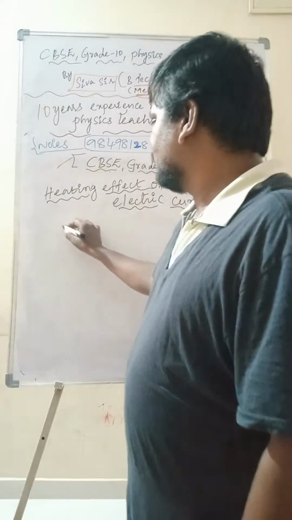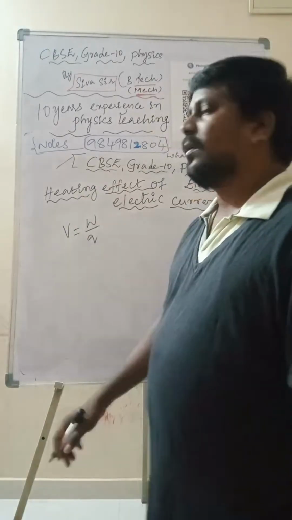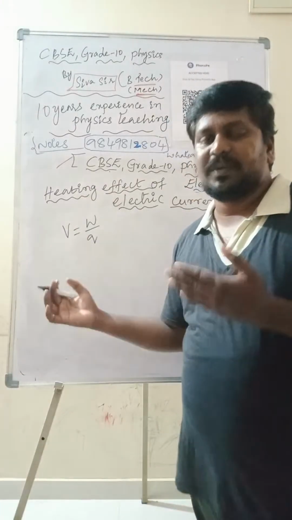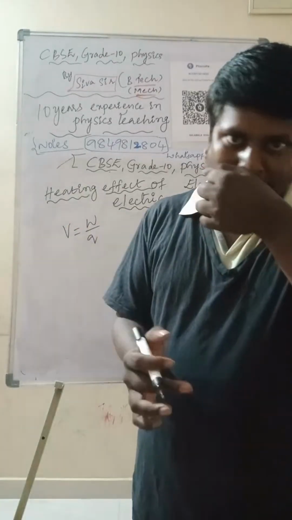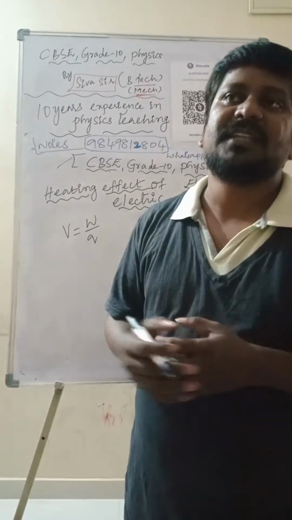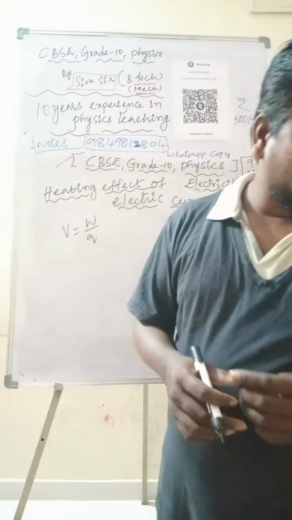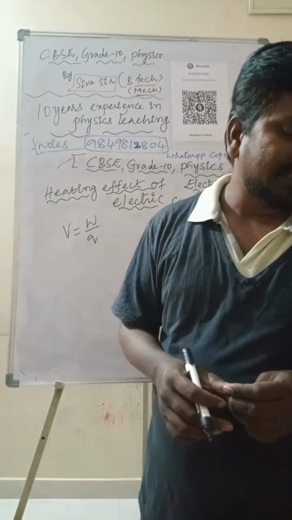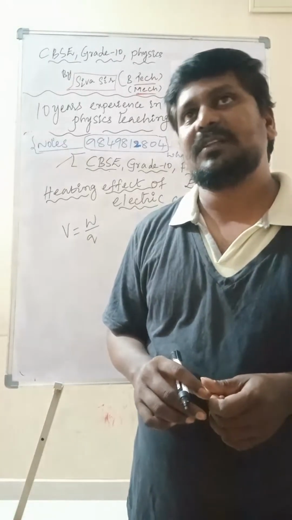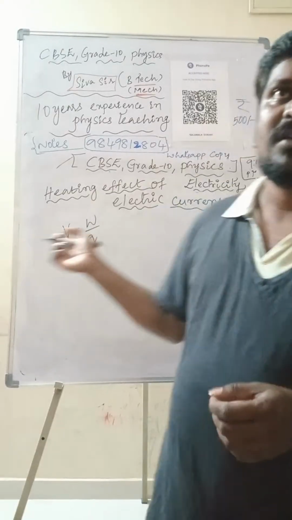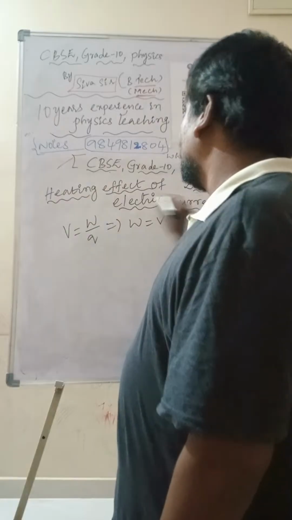So the potential difference given to the conductor is equal to the work done on a unit positive charge to bring it from one point to another point. Work done to bring unit positive charge from one point to another point is called potential difference. So V equal to W by Q, so W equal to VQ.